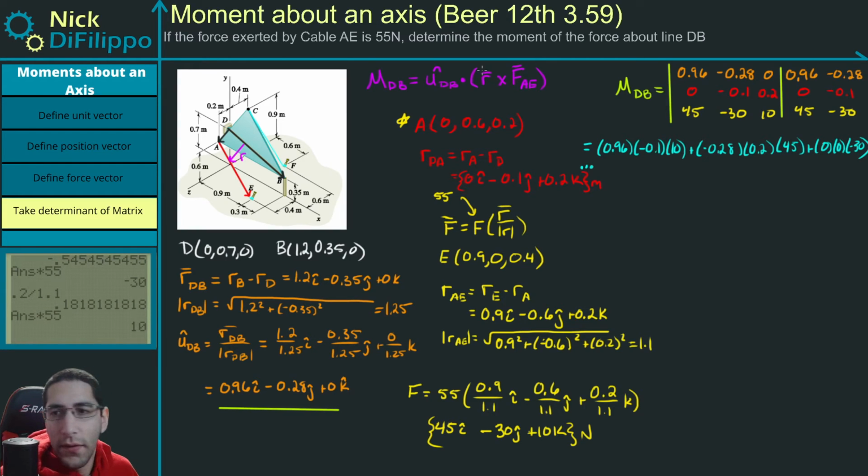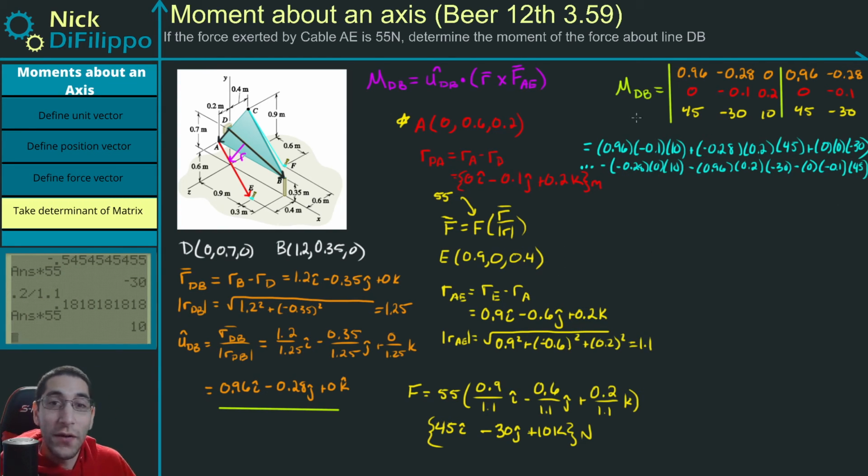But now we need to go the other way. So I need to subtract off anything that's going this way. So this is minus. The first one is minus 0.28 times 0 times 10. The next one is 0.96 times 0.2 times minus 30. And then the last one is 0 times minus 0.1 times 45. And we're still on the screen.